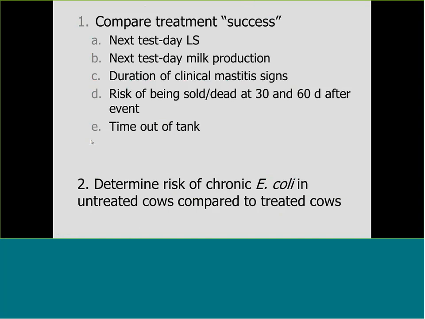So we compared success as next test day linear score as a marker of what this did to somatic cell count, next test day milk production, duration of the clinical signs of mastitis, risk of being sold or dead at 30 and then again 60 days after the mastitis event, and we compared the total time out of the tank. We also looked at the risk of being a chronic E. coli, comparing those cows that got treated with Spectramast immediately versus those that didn't get treated, to see if that E. coli persisted.